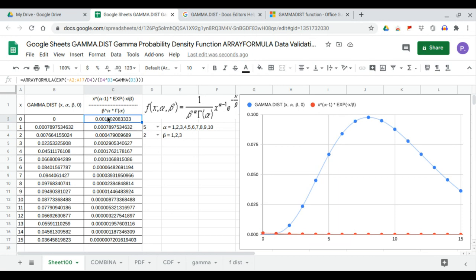Then we can complete the numerator part. So the other part of the numerator is x to the power alpha minus 1. So that's x to the power alpha minus 1. This is x, this is x, so x. That's x to the power alpha minus 1.